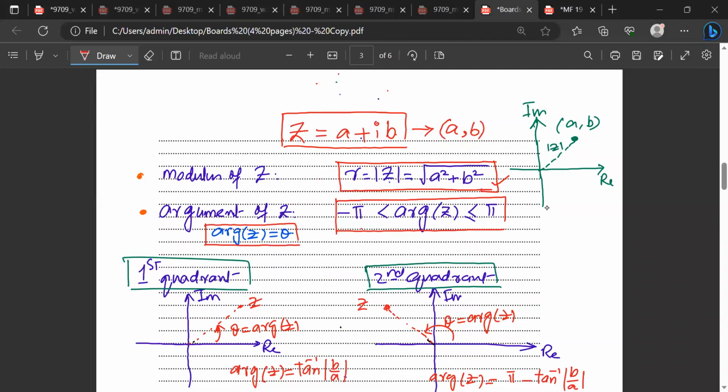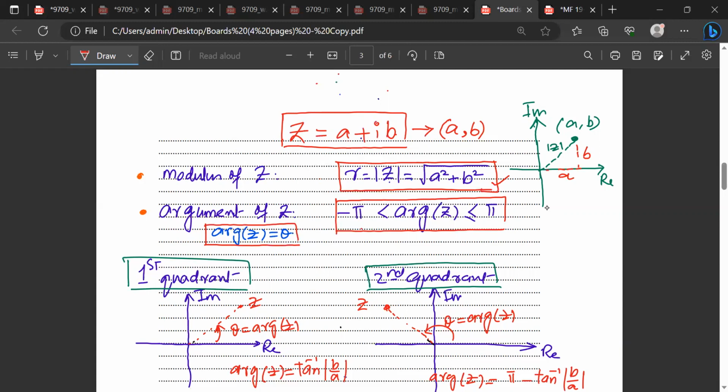You can associate a point to any complex number, and this is (a, b). This point can be in any quadrant. For the modulus, I give you first the example of the first quadrant. If the point is in the first quadrant, you can find the modulus of z by completing the triangle, because the real part is a and the imaginary part is b. So by Pythagoras theorem, a square plus b square, this is the formula for the modulus.